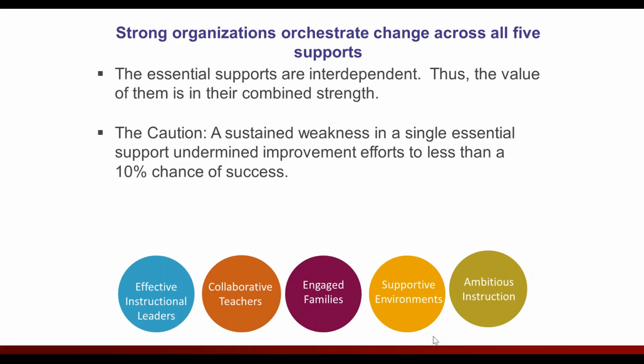So the important thing to know, though, is that all the schools were trying to improve, often with one initiative after the other. But what they found was that in schools that had a sustained weakness in even a single essential support, those improvement efforts were relegated to a less than 10% chance of success. So let that sink in for a minute. All of our improvement efforts aren't likely to change child outcomes if there's a sustained weakness in any of these 5 essential supports. Okay? So again, this comprehensive solution.